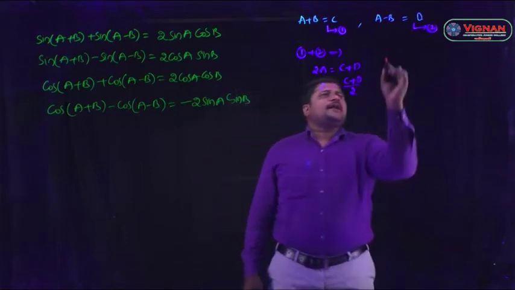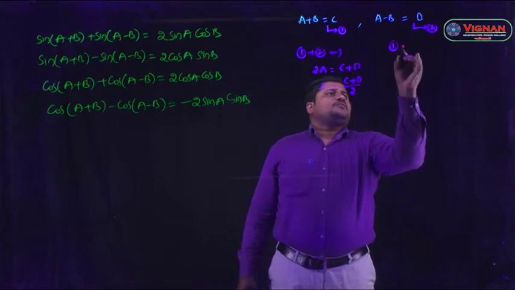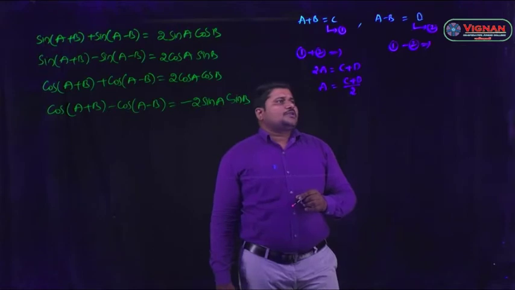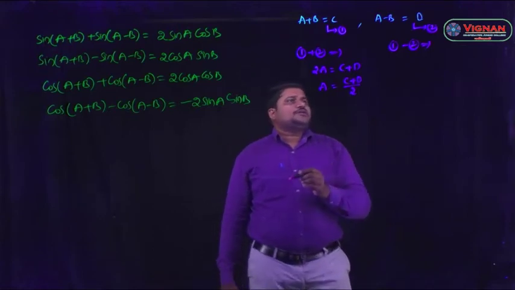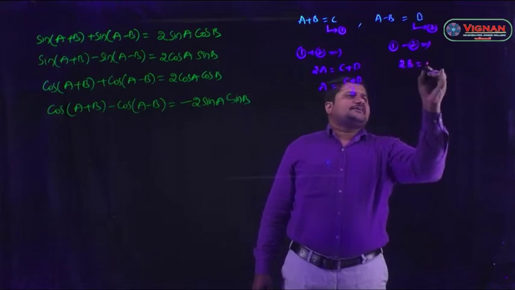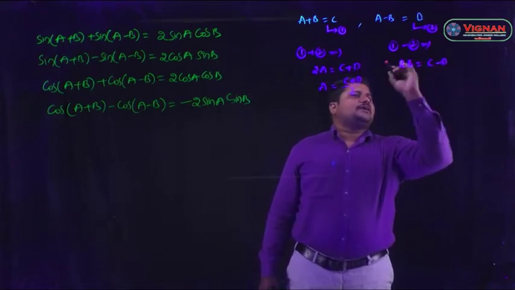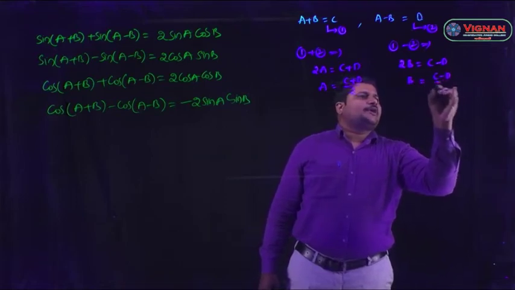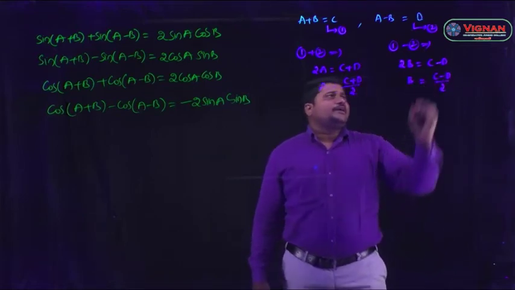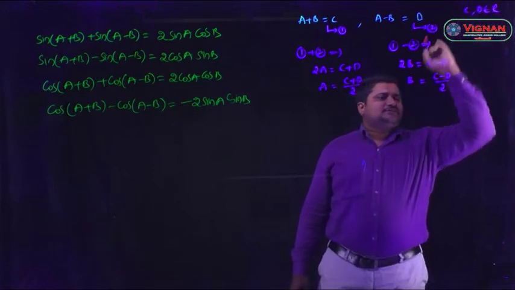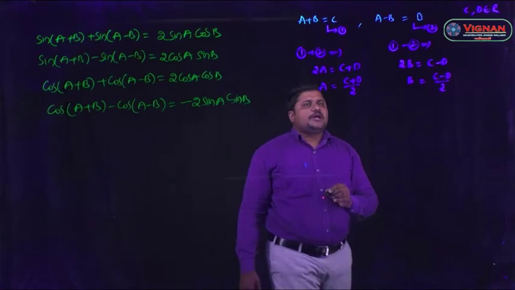And by subtracting 2 from 1, we get 2b is equal to c minus d, then b is equal to c minus d by 2. Here c comma d belongs to real numbers.